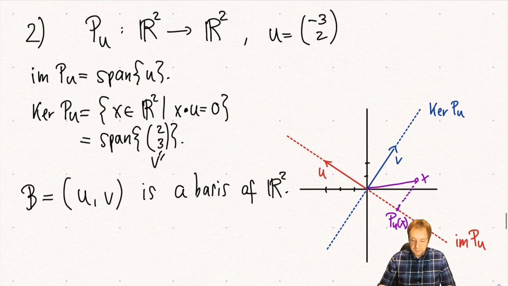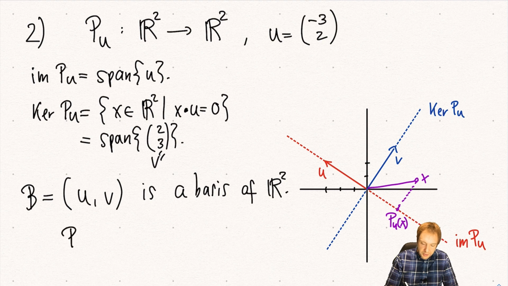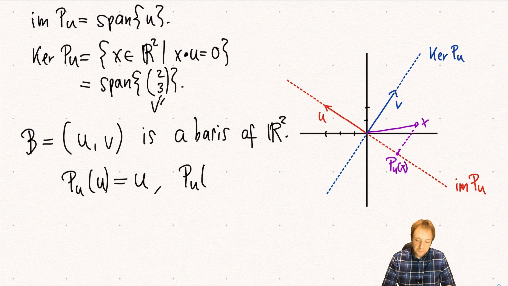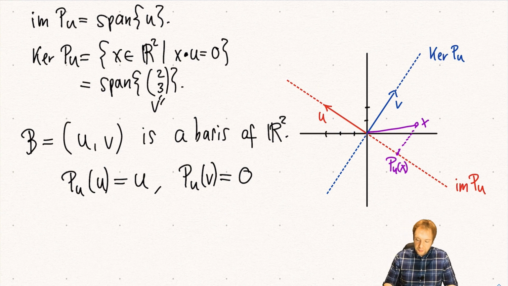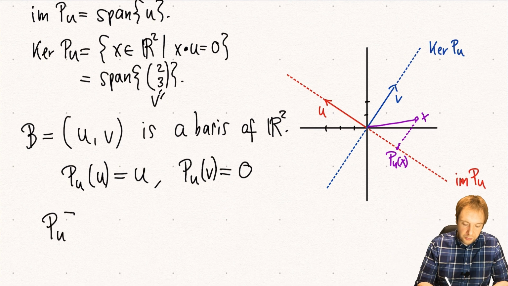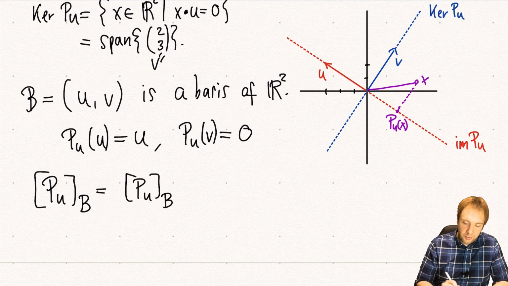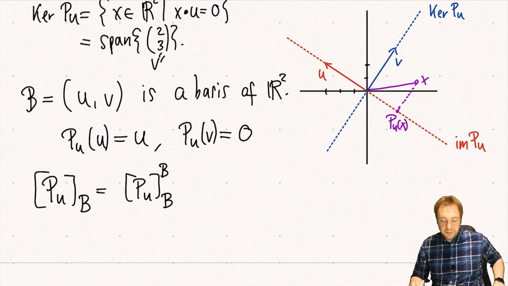And in this example it's really simple, because what is Pu of U? Well, Pu is the projection onto the line spanned by U. Therefore, Pu of U is just U, because it doesn't do anything to U. And Pu of V, well, what is Pu of V? If I apply Pu to V, then this gets mapped to 0, so this is just 0. So therefore, in this case, it's really easy to write down the matrix of the projection with respect to this basis. So recall, this here is just a notation for we go from this basis to this basis. So in this case, it's the same.